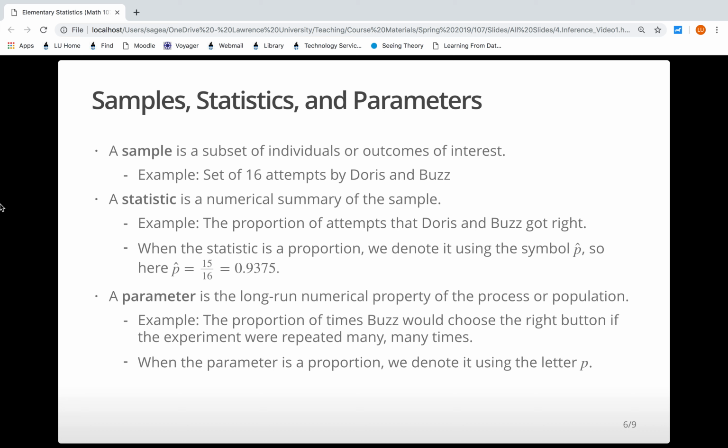While the statistic pertains entirely to the sample, a parameter pertains to a long-run property of a process or population. We might be interested in knowing if Doris and Buzz had repeated this experiment many times, would they continue to keep getting it right? The parameter in this situation would be the proportion of times that the dolphins pressed the correct button if the experiment were repeated many times in the long run. When the parameter is a proportion, we'll use the letter P without the accent mark or the hat symbol over it to represent the long-run proportion.